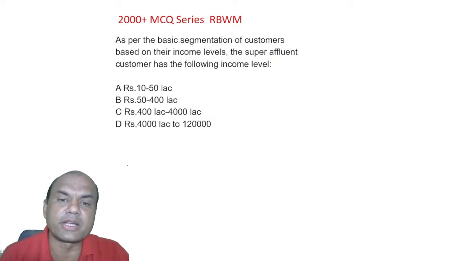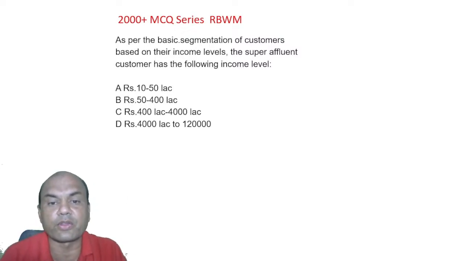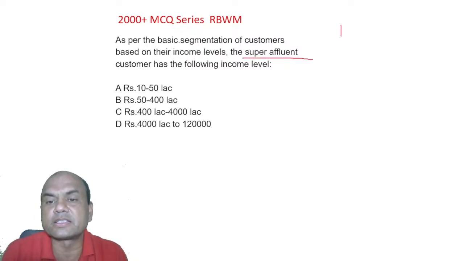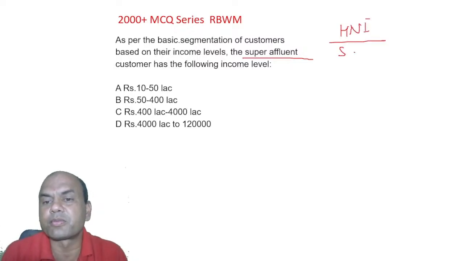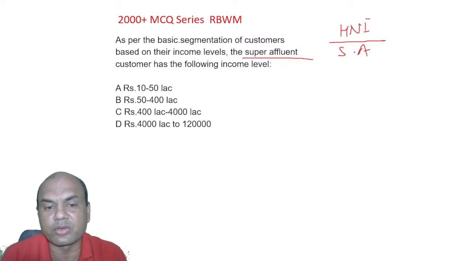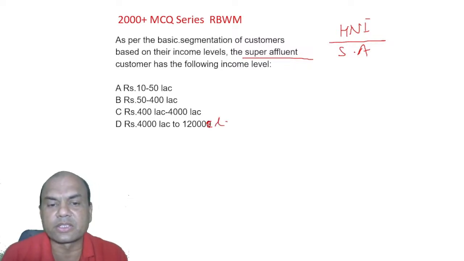As per the basic segmentation of the customers based on income levels, the super affluent customers have the following income levels. These guys are just lower than HNI. HNI is just above, and below this comes super affluent. So what is the income level? 10 to 50 lakhs, 50 to 400 lakhs, 400 to 4000 lakhs, and up to 12,000 lakhs you can consider.